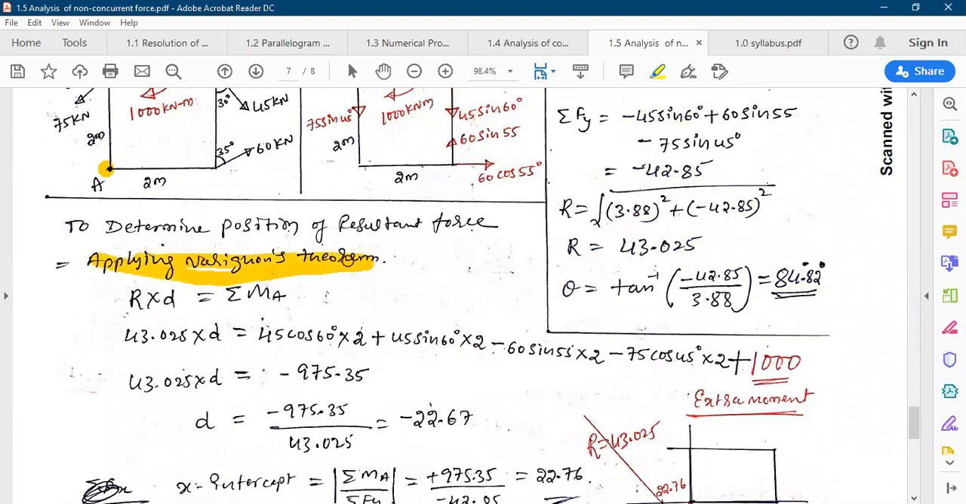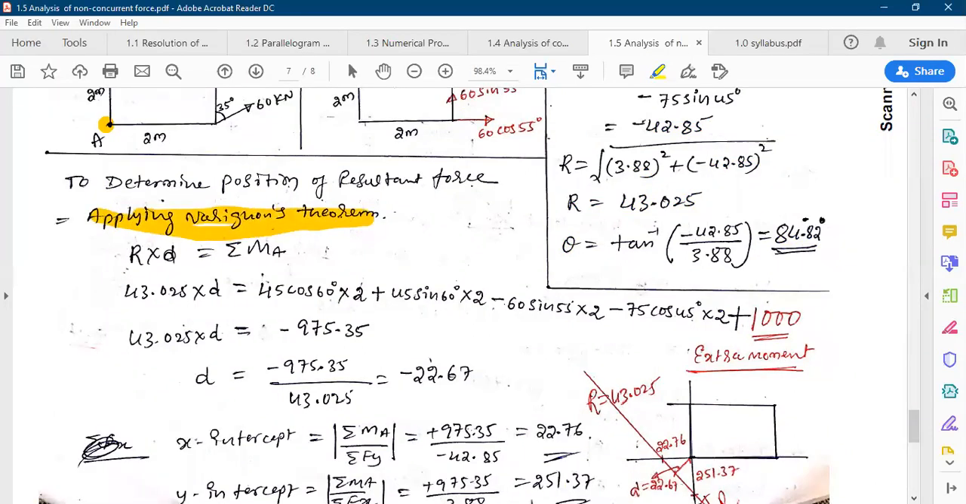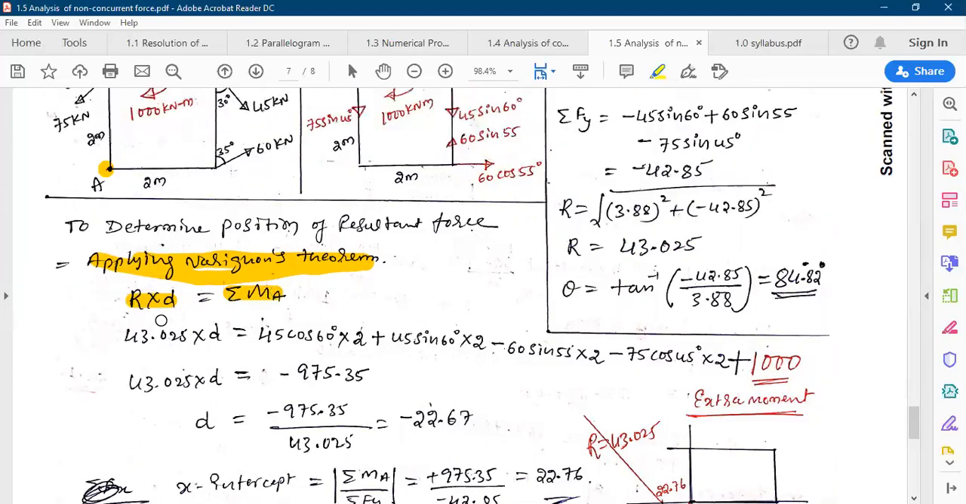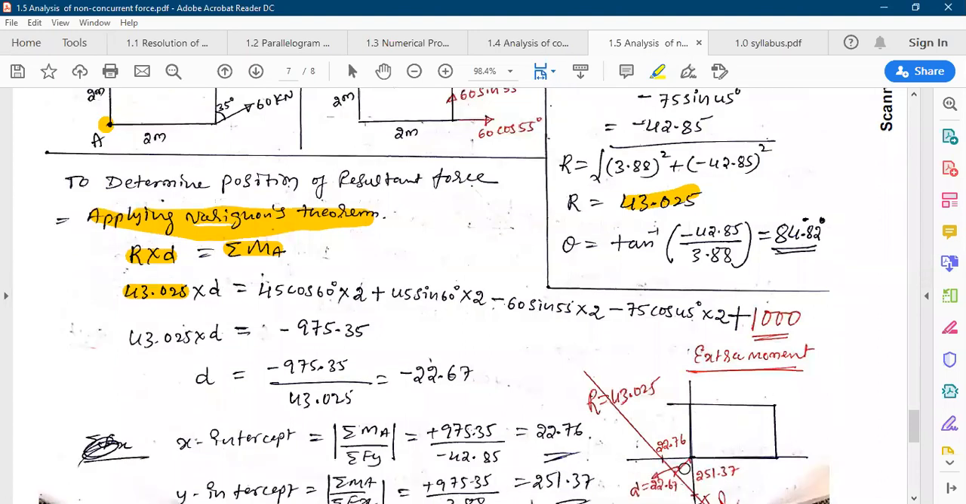Applying Varignon's theorem, the moment of resultant force at one point will be equal to the algebraic sum of moment of all the forces at the same point. Now we have calculated the resultant force, that is 43.025 multiplied by d. We don't know this distance d. Let us try to calculate that d using the algebraic sum of moment of all the forces.